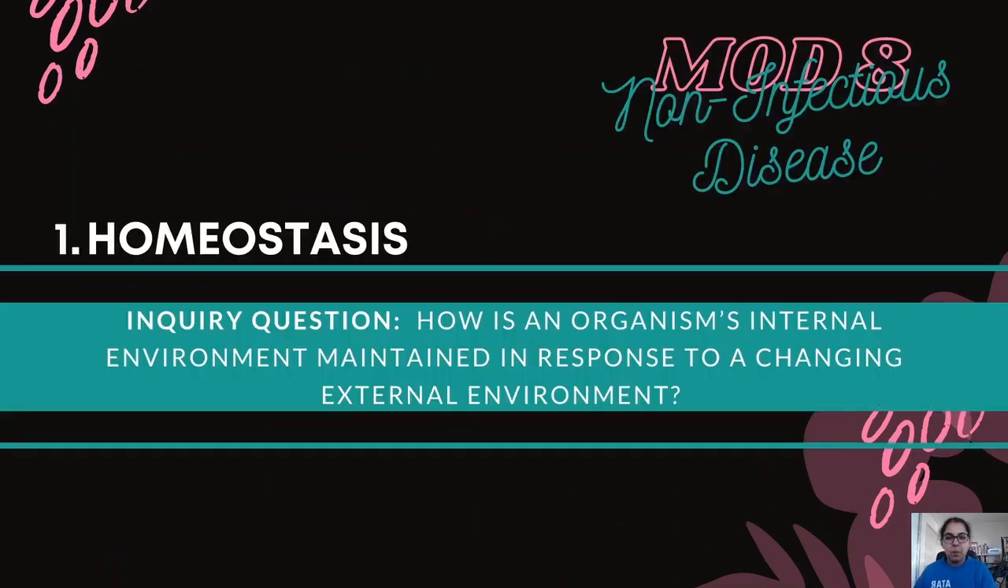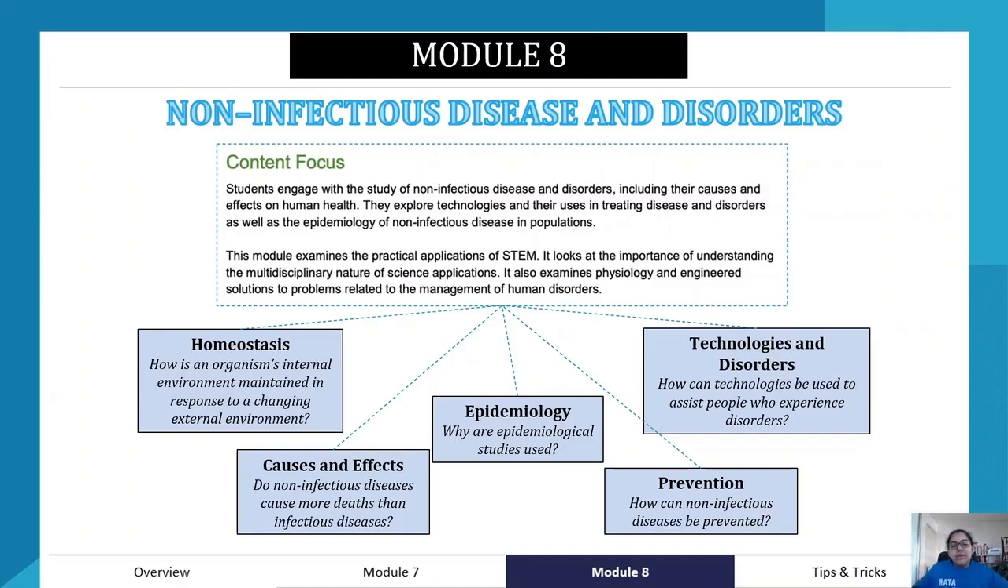Okay, awesome. So, what is homeostasis? That is the big question of Module 8. Now, the inquiry question is looking at how an organism's internal environment is maintained in response to a changing external environment. So let's have a look at what's happening here. Now, in this module, there's a lot going on. Firstly, the first point that we're looking at is homeostasis, how an organism's internal environment is maintained in response to a changing external environment.